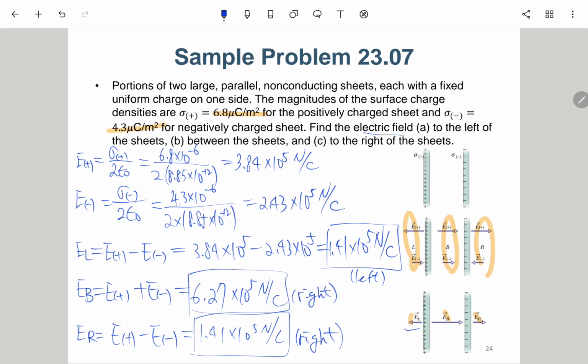Okay, so this is a special case where the parallel plates don't have the same surface charge density. So in this case, it will generate a stronger E field between the plates, but a weaker E field outside the parallel plates.